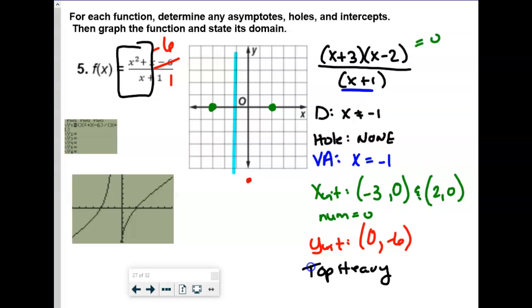Well, your yellow card states that if it's top-heavy, you're going to have what's called an oblique or a slant asymptote. So the way you find your oblique asymptote is you have to perform division. You have to actually execute what essentially is the original problem. Do you guys see that this is a division problem? Yeah. A rational function is just a division problem. So here's the good news.